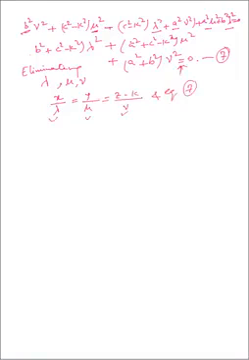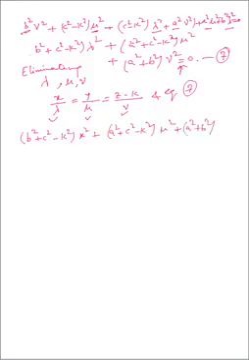So this becomes b square plus c square minus k square into x square plus a square plus c square minus k square into y square plus a square plus b square into z minus k whole square is equal to 0. And this is what we had to prove, that this is the equation of cone.